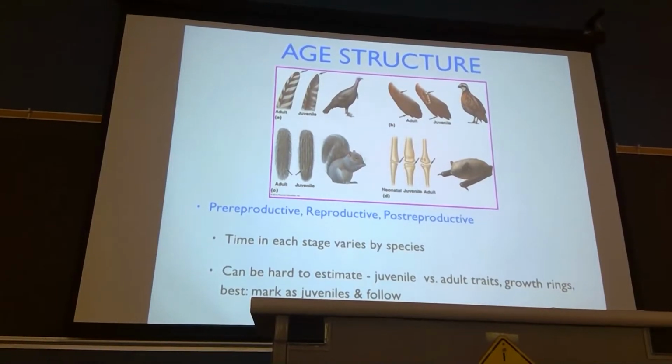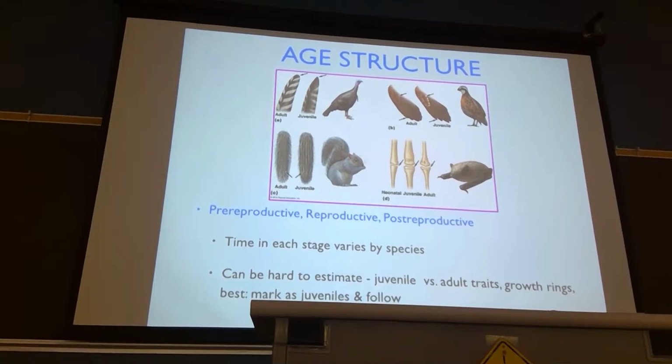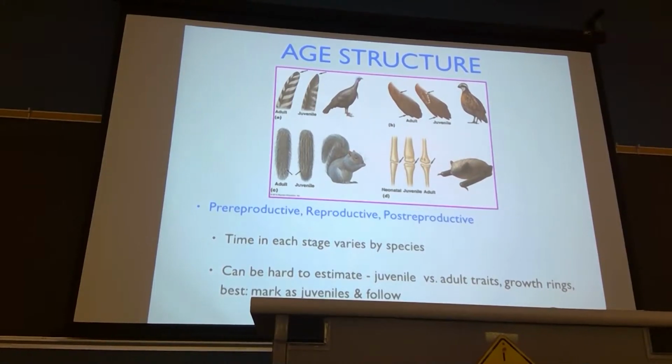Okay, all right. So in the age structure of a population, we're interested in how many individuals in the population are in each age group. And in general, we define a population into 3 age groups.